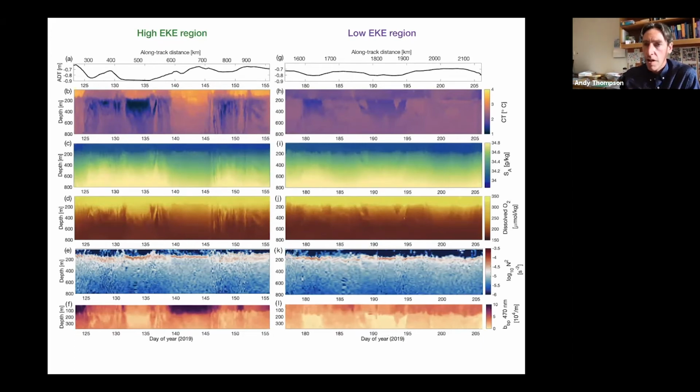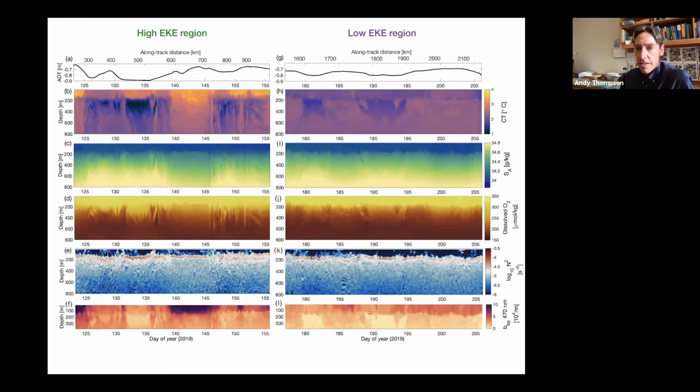This is, sorry, I apologize, your faces are covering the axes here. This is oxygen, I think, or AOU. And then there's vertical stratification and then optical backscatter at the bottom. And so if you look on the left, this is the period when the gliders were in that standing meander region where you had high eddy kinetic energy.